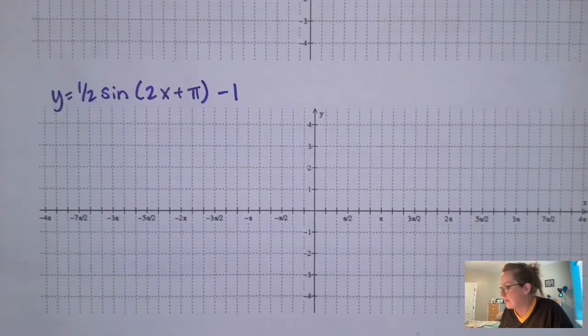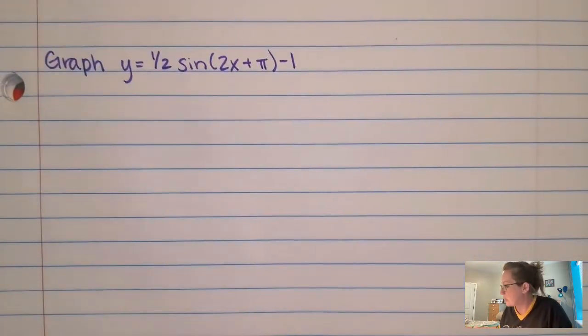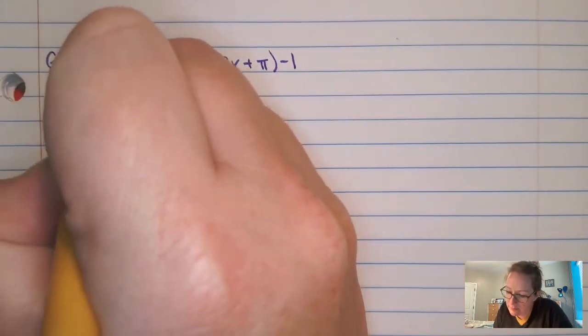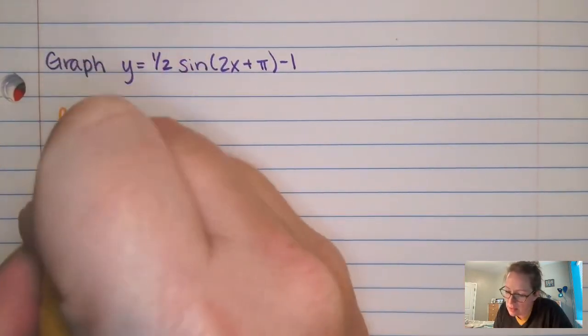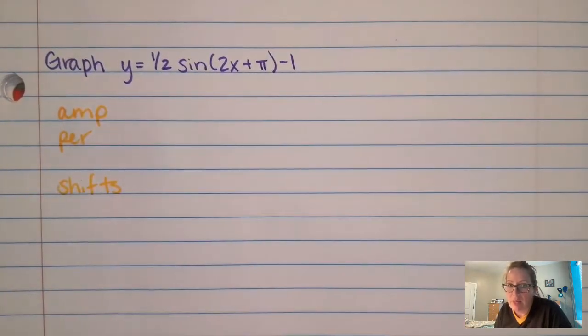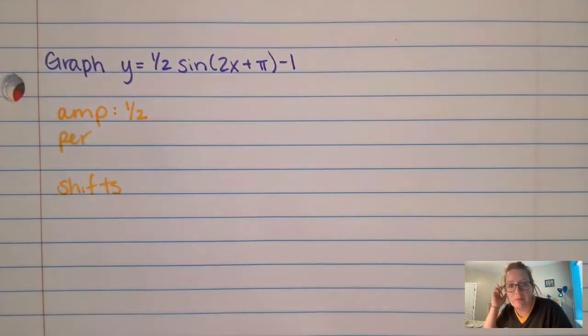So we need to go and find all the important aspects, just like we did before. What are those important aspects? We need to find our amplitude. We need to find our period. We need to find any shifts. Okay. My amplitude in this case is a half, a little different.